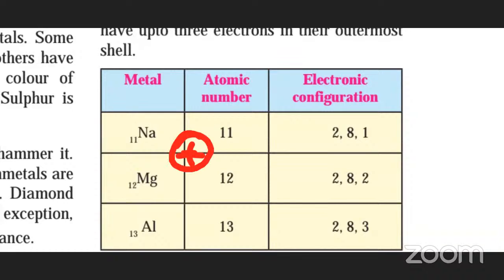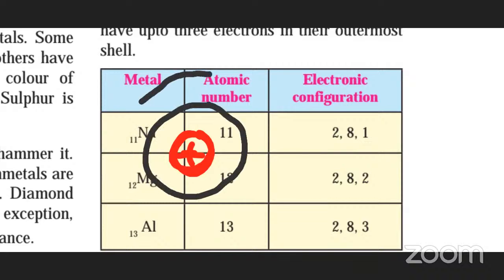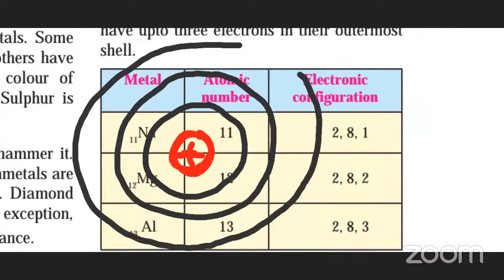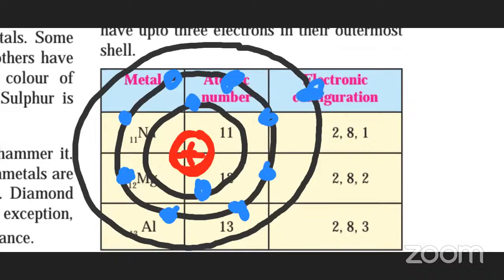Suppose this is the nucleus. What is the arrangement given here? 2, 8, 1. It means the first shell has 2 electrons, the second shell has 8 electrons, and the third shell has only 1 electron. So this is the electronic configuration.